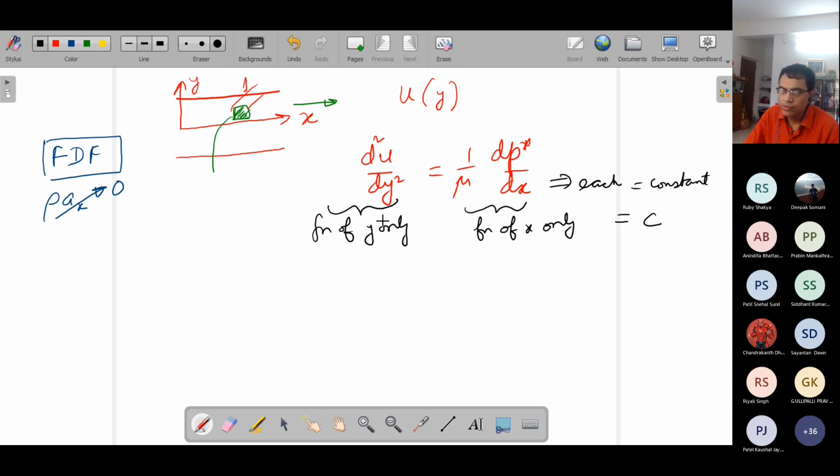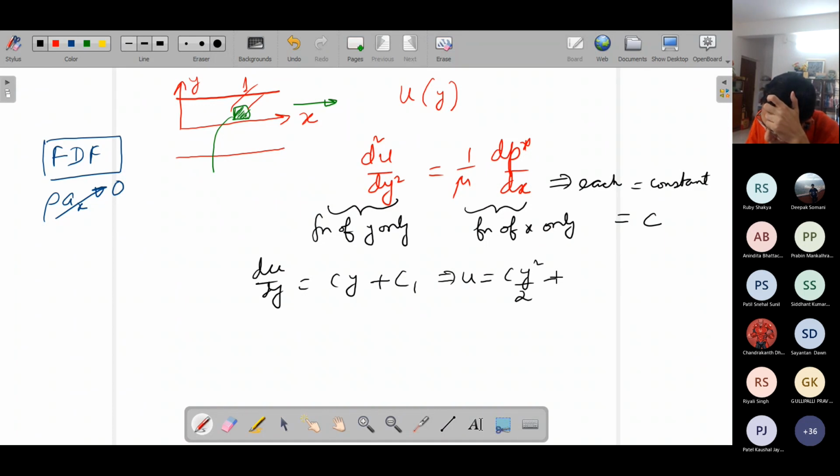So now, each becomes a constant. If you integrate this, you have du dy is equal to cy plus c1, and again integration will give you cy square by 2 plus c1y plus c2. Perhaps the easiest integration that all of us have ever come across. Now we will apply the boundary conditions.